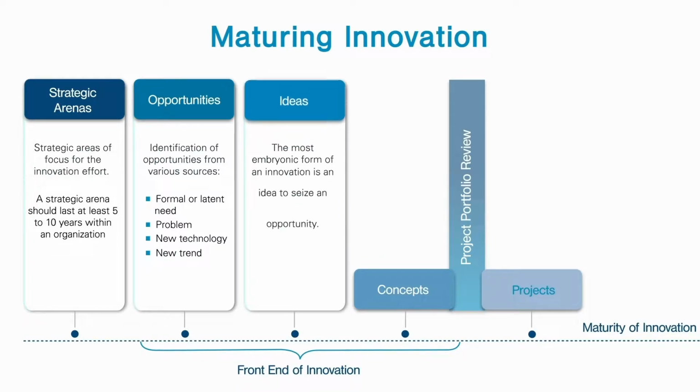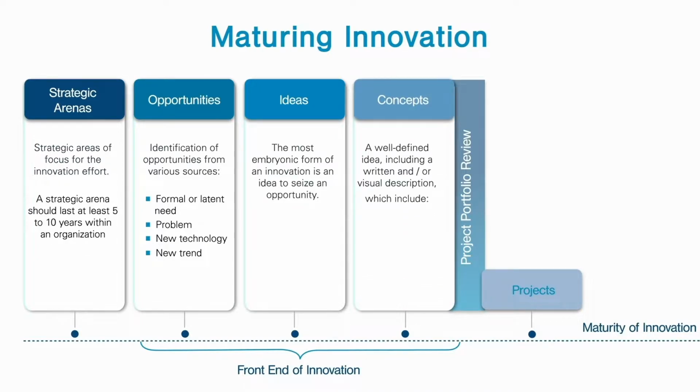Ideas can then be generated to seize your opportunity, and these ideas will be more focused. This is the most embryonic form of innovation. It's step 1. A simple idea on a post-it note is what starts it all. The idea can then be refined and combined with other ideas into a concept. A concept is an idea that has been well defined. It is a one-pager as opposed to a one-liner. After teamwork and combined ideas, the process of refinement begins.